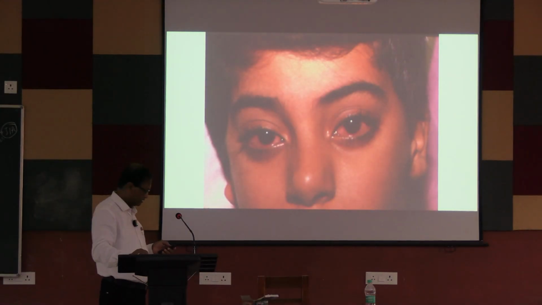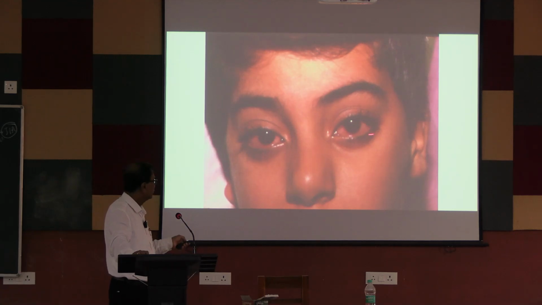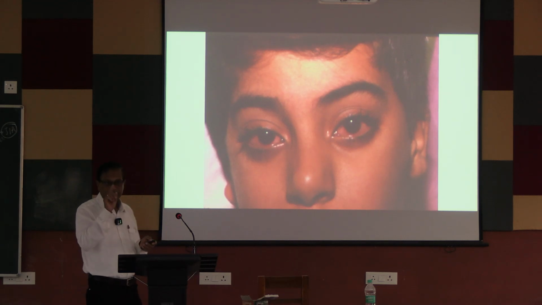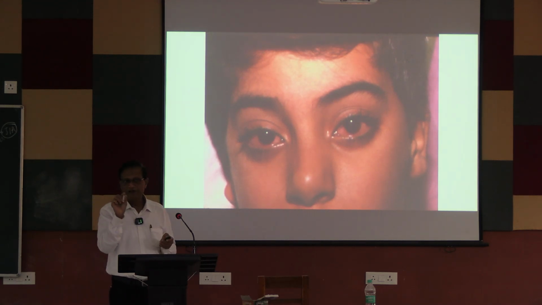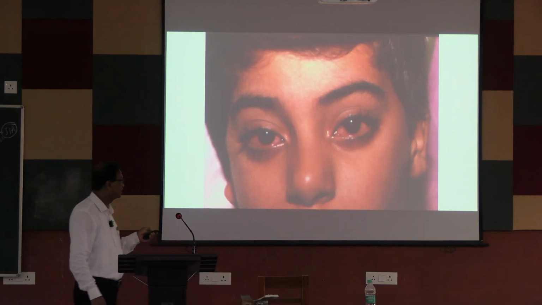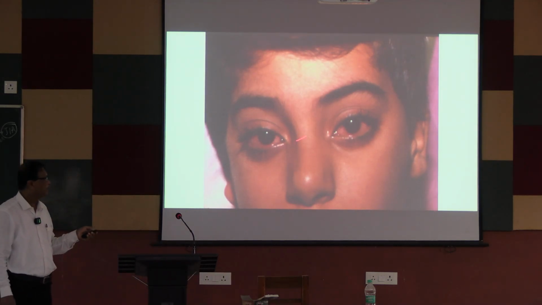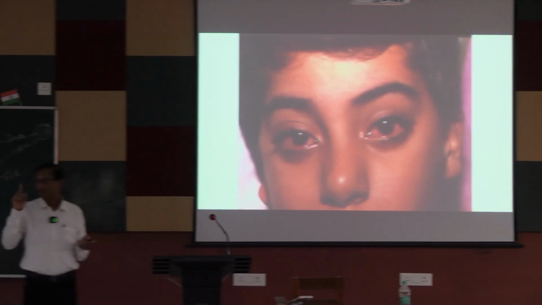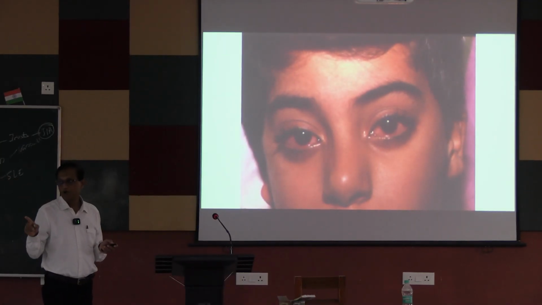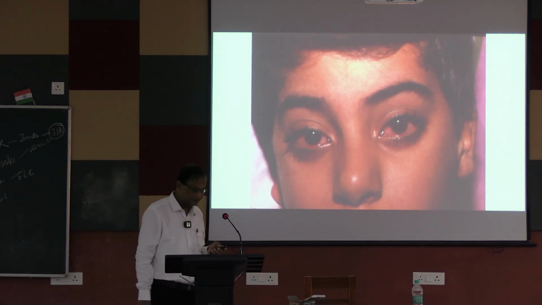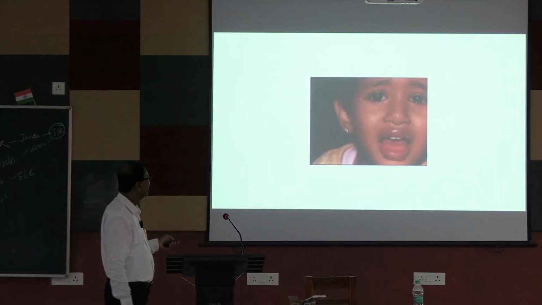This is the characteristic skin finding. Non-purulent conjunctivitis, and here you will find the clear area. From the cornea to the limbus there will be a clear area, no congestion. Beyond that you will find congestion. This is very characteristic of KD, and there is no purulent discharge. So bilateral non-purulent conjunctivitis is very characteristic of KD.